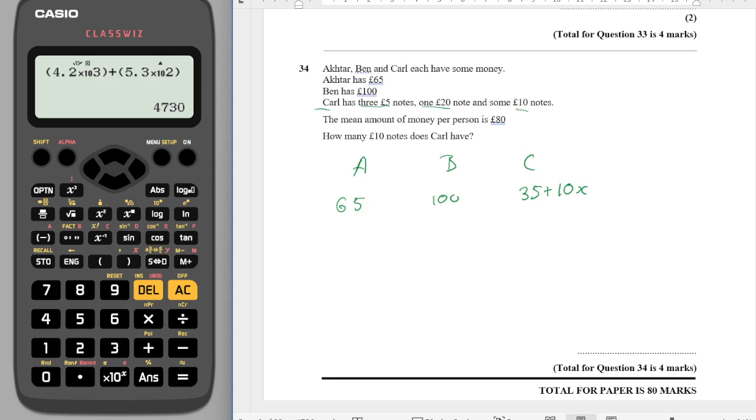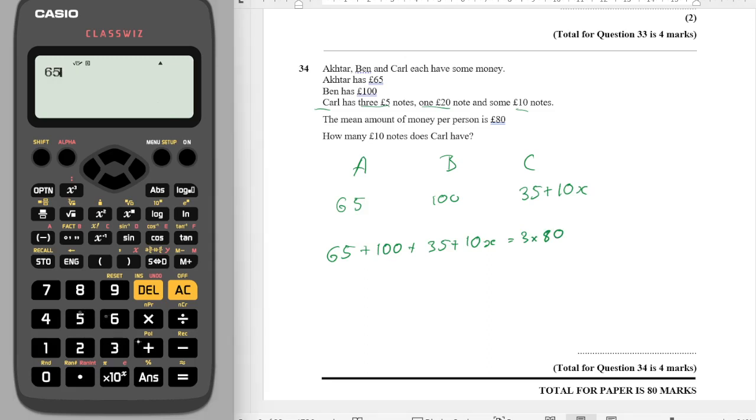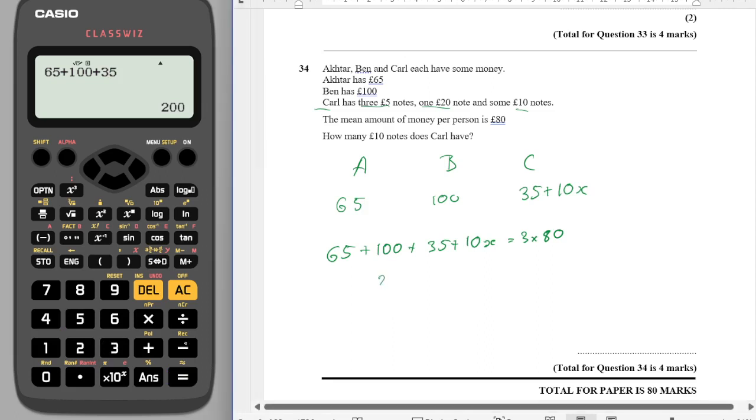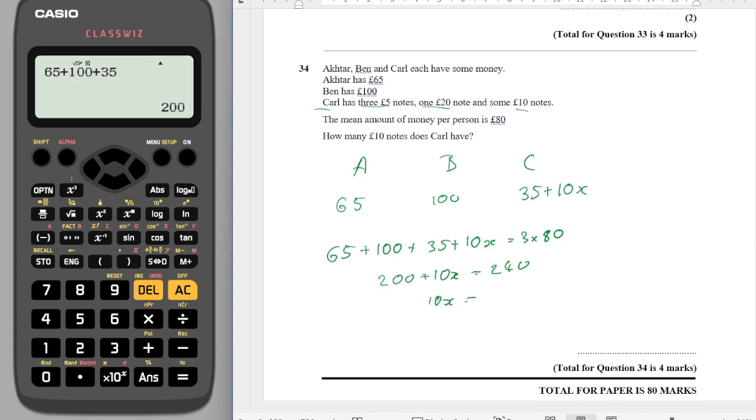So the mean of their money is £80. So let's switch that around a bit. Let's say that they add up to, if their mean is 80, it's going to be 3 lots of 80. So 65 plus 100 plus 35 adds up to 200. So 200 plus 10x is going to be equal to 240. So 10x is going to be equal to 40. So x is going to be equal to 4. So he has 4 £10 notes.